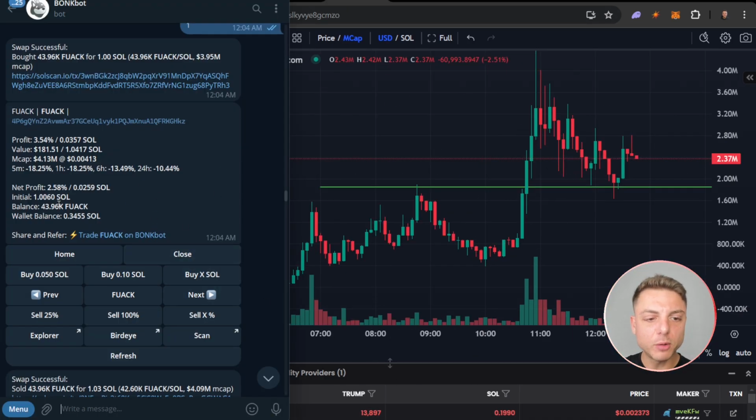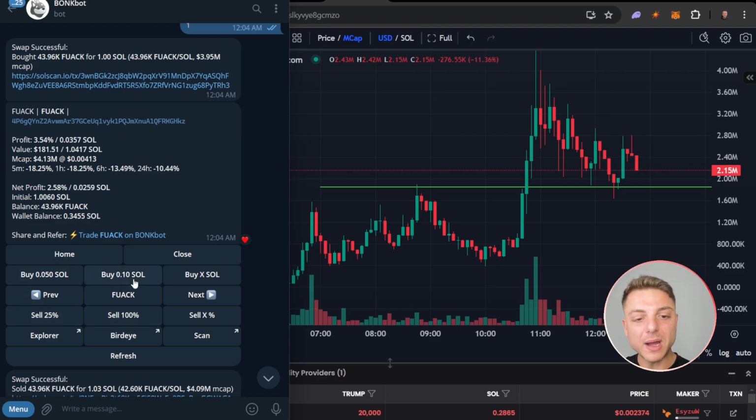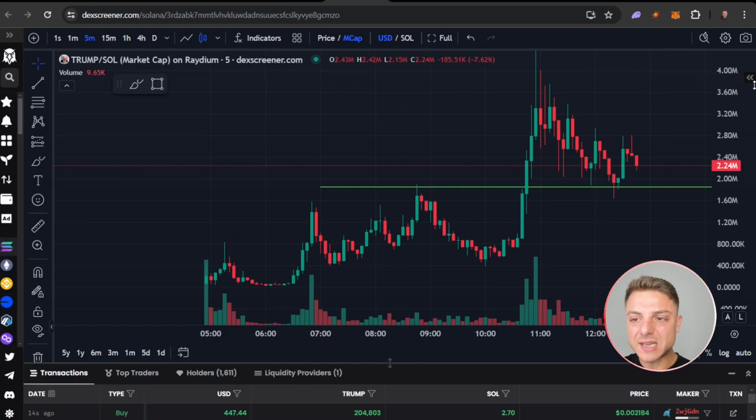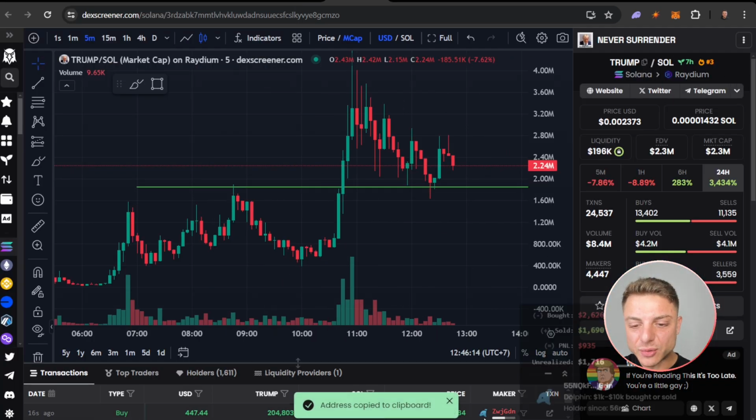Again, I'm always using BonkBot. Makes it really simple. All you have to do is click on home, you click on buy, you paste the contract address in, and you can just click these buttons. I can sell 25%, sell 100%. When I buy, I can buy 0.5, buy 0.1. I actually already have it set to buying 1 sol, buying 2 sol. So I literally just paste the address in, click buying sol, simple as that. You just come over here, copy the address in.